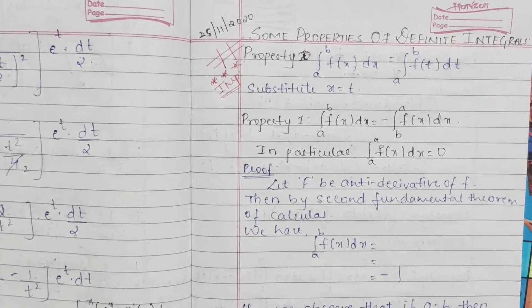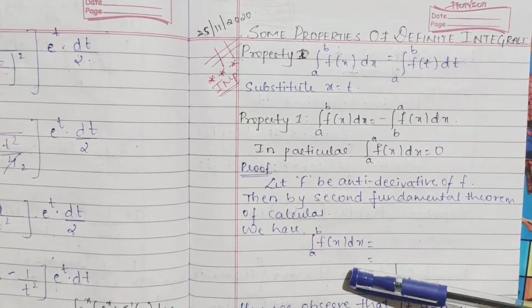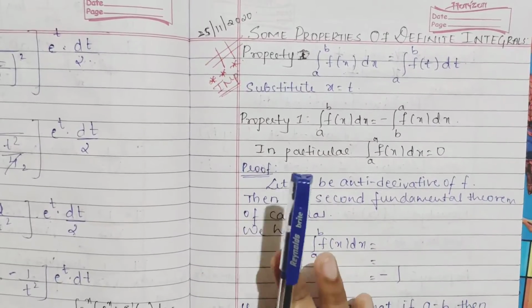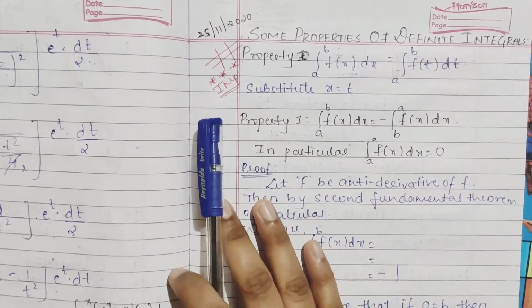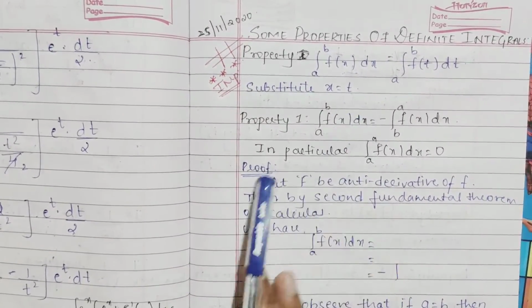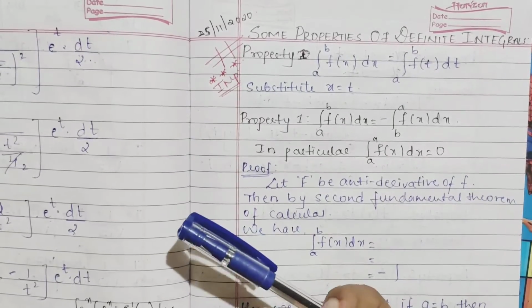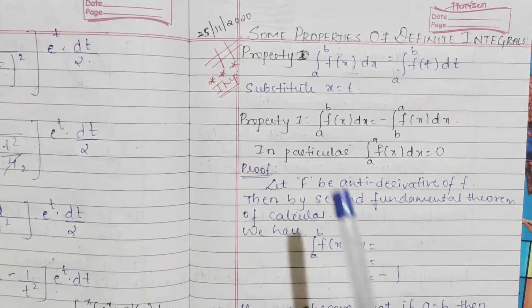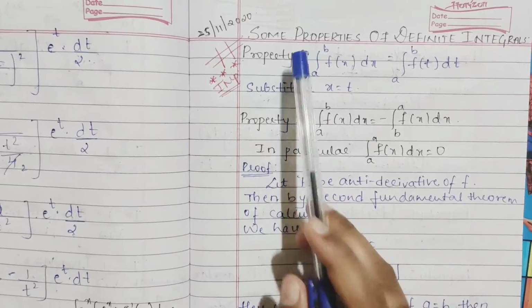Today we will start with properties of definite integrals. There are a few properties. You have to remember them because they are very important. Based on these properties, they will ask you to solve examples. I have taken property 1, Roman numeral I.